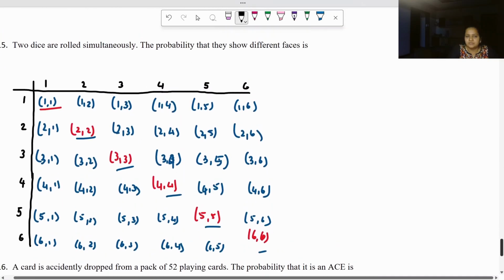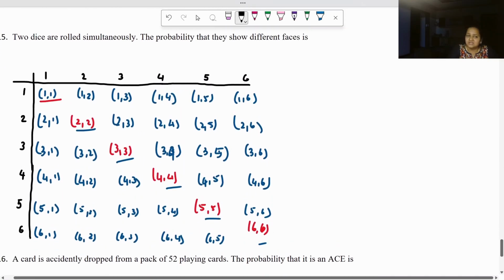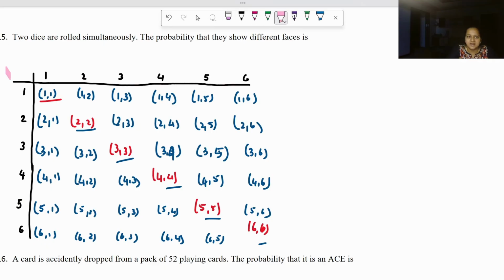Now I've already drawn the table for you, so just look at the question. It is completely opposite of what we had done in the previous video. Two dice are rolled simultaneously. When two dice are rolled, we know this is going to represent our outcomes, the sample space. Probability that they show different faces.